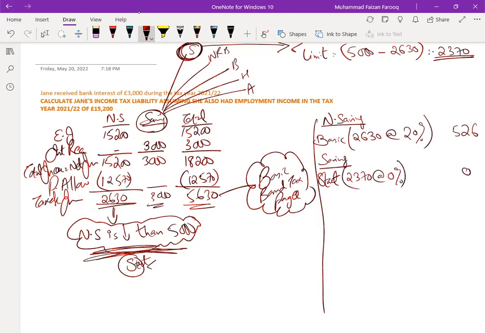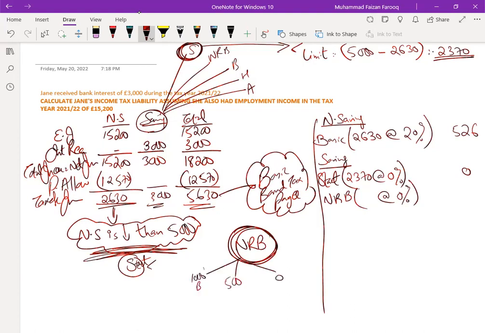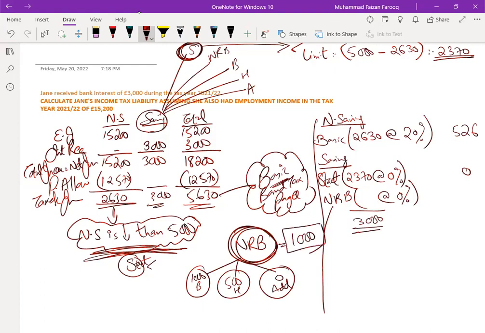Right. Now the next band is the nil rate band. Just go back to the previous page and see what I wrote. Nil rate band means 0% tax. The limit of the nil rate band we discussed depends on the status. It can be 1,000, 500, or 0, depending on whether the person is a basic, higher or additional band taxpayer. This person is a basic band taxpayer, so the limit is how much? 1,000. So the nil rate band limit for this question will be 1,000, right or wrong? Right.